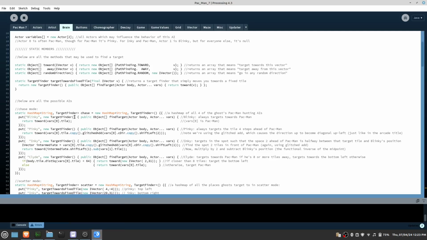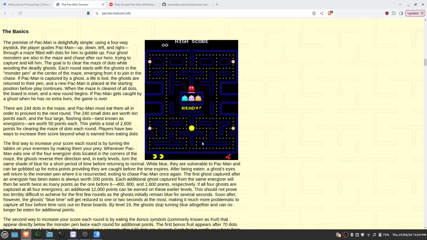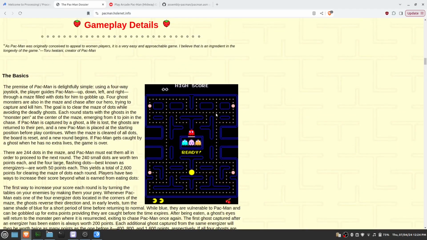So the AIs are, Blinky will try to pathfind towards where Pac-Man currently is. I suppose I should clarify. The way they pathfind is when they reach an intersection or any point where they can change direction, they will look at the surrounding four tiles, and to determine which one to go in, they will look at all four of them and see which one is closer to their target tile.